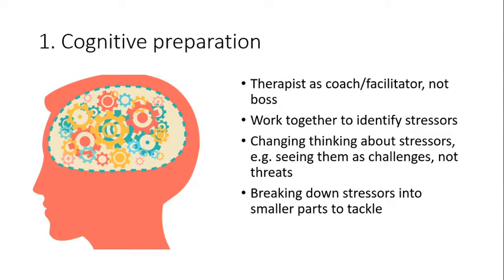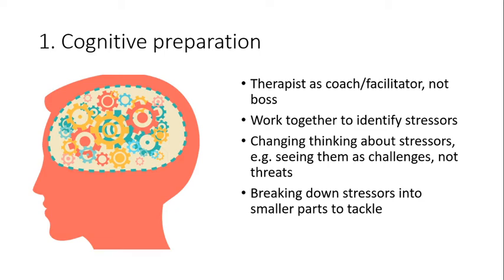Okay, so the first phase, cognitive preparation. This is all about where the therapist works together with the client to identify anything that's a stressor. Which is quite similar to the way that normal cognitive behavioural therapy starts. And in this type of therapy, the therapist is very much not an 'I'm going to tell you what to do' kind of therapist. It's more like 'I'm going to work with you to identify what you need.' And so they'll work together to identify the things that are causing stress, and then see if there's any ways that they can change their thinking about those.